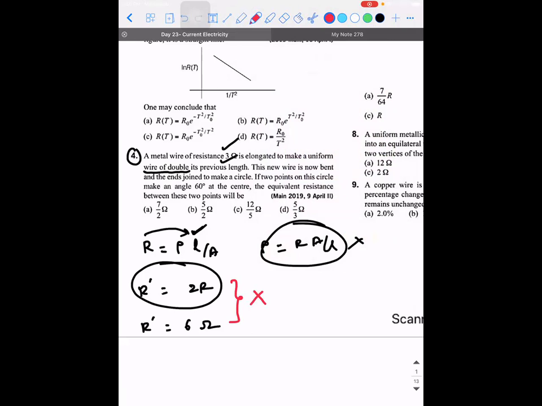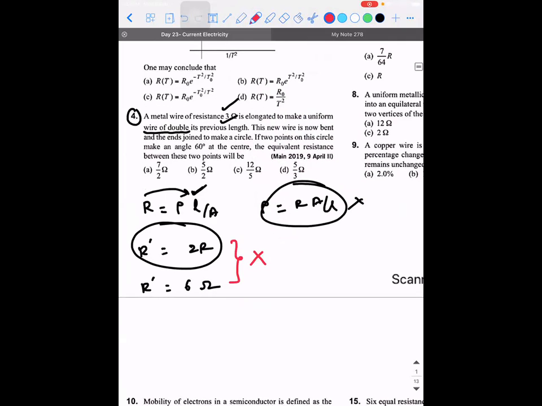It is wrong. Why? Because the area will decrease, because the volume of the material is conserved. So when the length is doubled, area will become half. So R dash will not be 2R, rather it will be 2 square times R. So this is our formula. If the length is increased by n times, what will happen to the new resistance? It will become n square times R. You can use it like a shortcut. You need not sit and do all those things again and again.